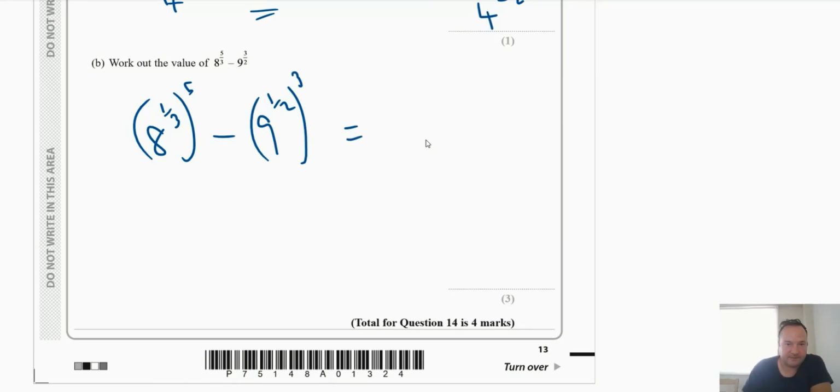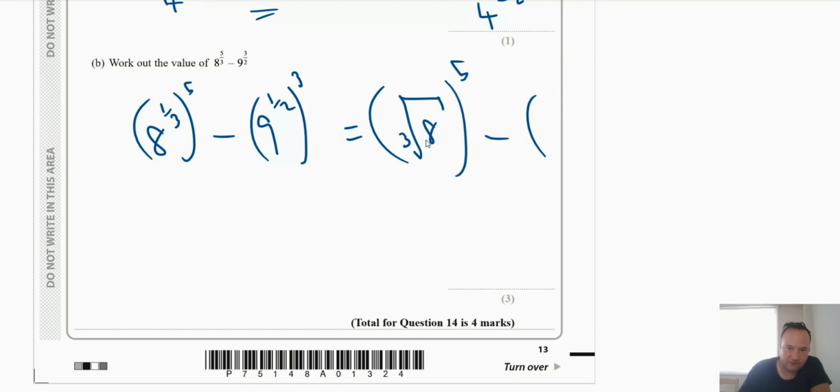Then the next step, guys, is to convert from indices to radical form. So hopefully what you guys know is that 8 to the third is actually the same as the cube root of 8. Then we raise it to the power of 5. Then we've got the square root of 9, to the power of 3. The cube root of 8 is a value which we multiply together 3 times to give us 8. So the cube root of 8 is 2. We first work out everything inside of the brackets before we raise it. That's really, really important. So we've got 2 to the power of 5 minus the square root of 9, which is 3, so that's going to be 3 cubed.